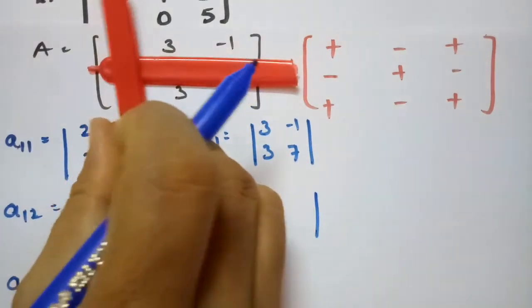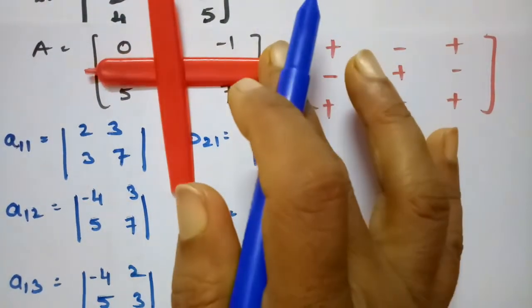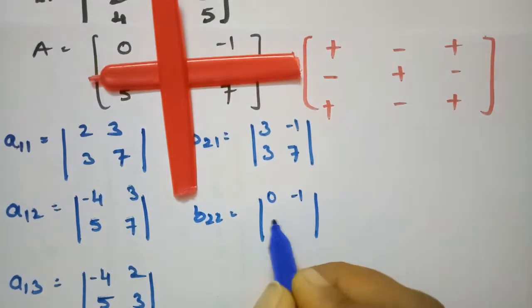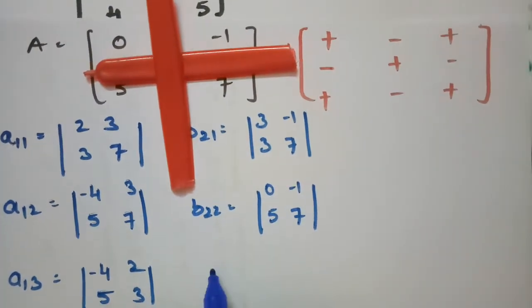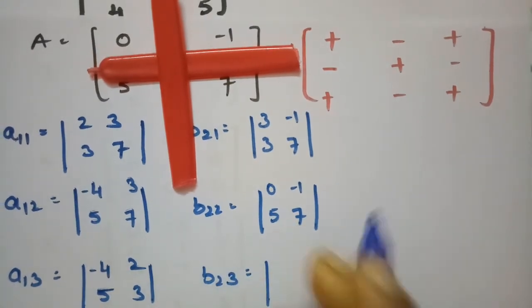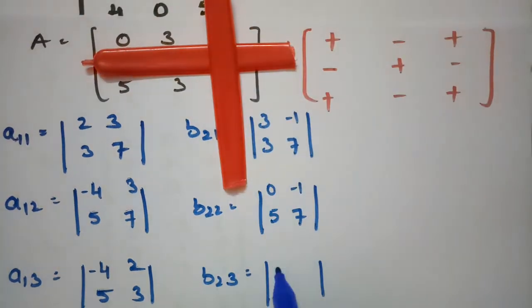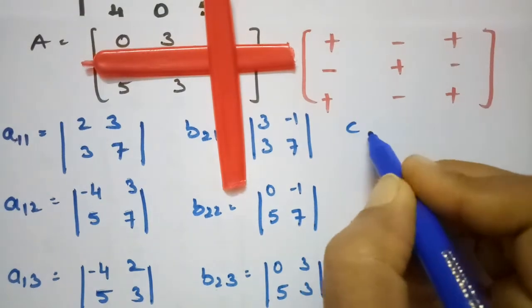Second row, second column. Now I have to close the second row, second column. 0 minus 1, 5 7. So this is 0 minus 1 and this is 5 7, and the next one is 2 3, and this will be, see here, this is 0 3, 5 3. This is 0 3 and this is 5 3, and the next one, column.